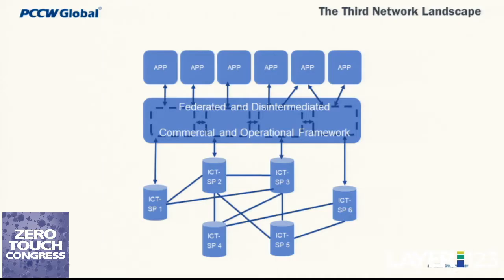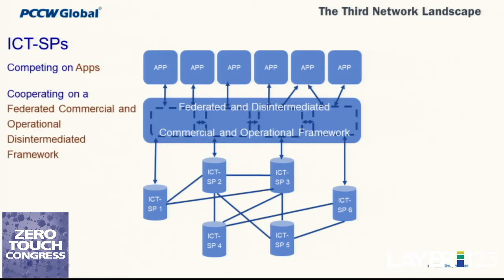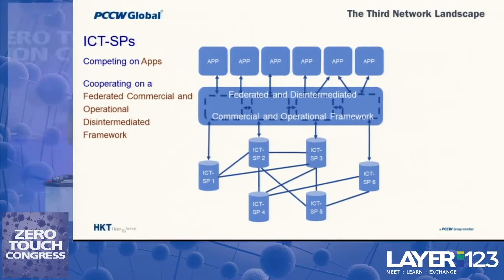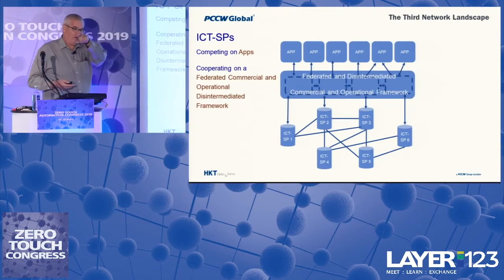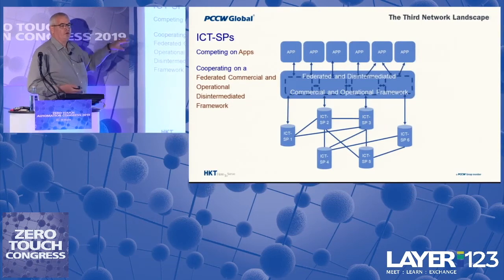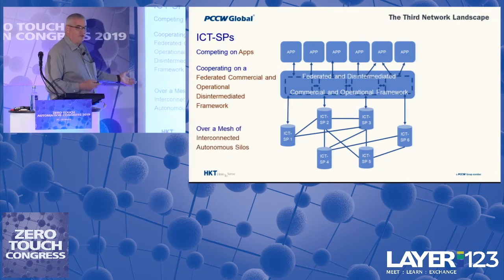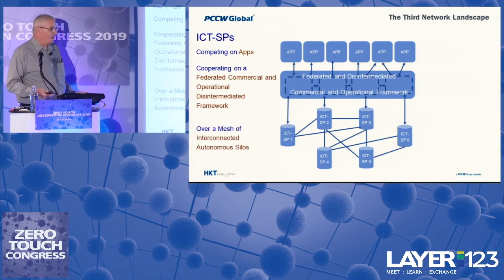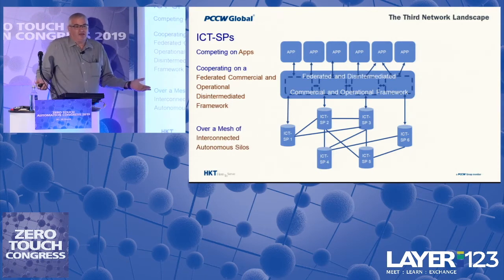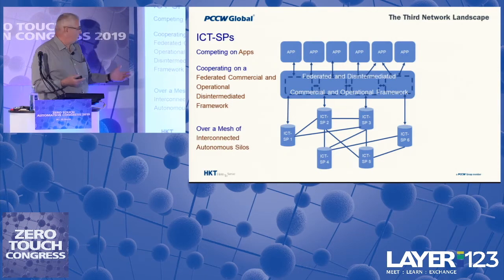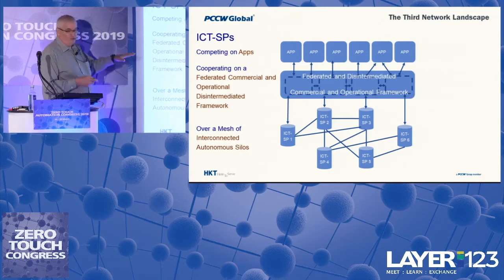So, because this federated and disintermediated commercial and operational framework basically says ICT SPs compete on apps like we did before, cooperating on a federated commercial and operational disintermediated network. Disintermediated means there's no one controlling that network. It's controlled through federation. And then it runs over a mesh of interconnected autonomous silos, which is the existing network. Today we have a mesh of interconnected autonomous silos. This is where we want to be.